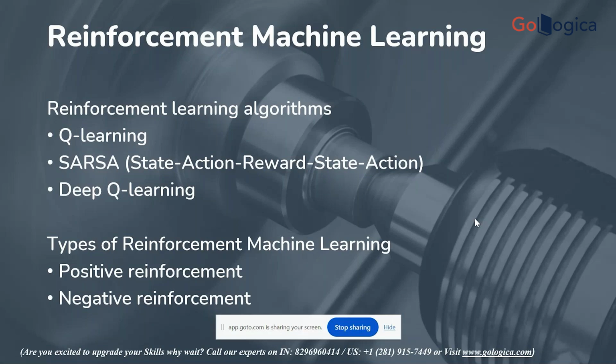Reinforcement learning also finds applications in which agents can learn to perform tasks by interacting with their surroundings. There are two types of reinforcement learning: positive reinforcement and negative reinforcement. In positive reinforcement, the agent is rewarded for taking a desired action, and that reward encourages the agent to repeat the behavior.